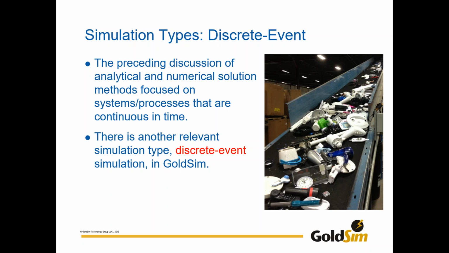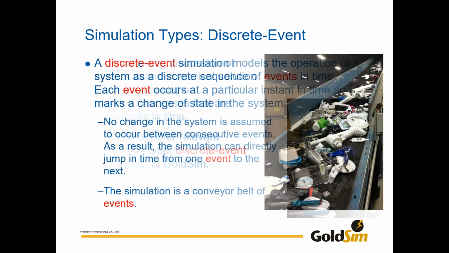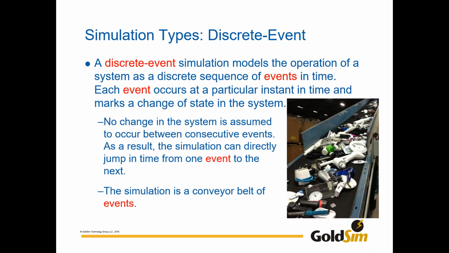There's another simulation type that would be good to talk about now, and this is the exact opposite of what we were calling dynamic simulation. This is discrete event simulation. What we're talking about here is we're not being continuous in time at all. We're only responding to events. A discrete event simulation models the operation of a system as a discrete sequence of events in time, where each event occurs at a particular instance and causes a change in state in the system.